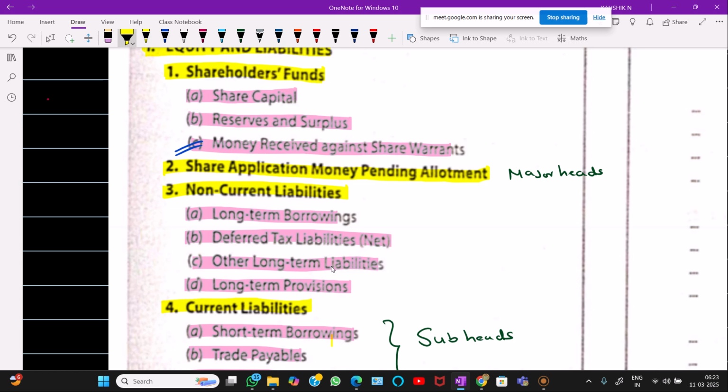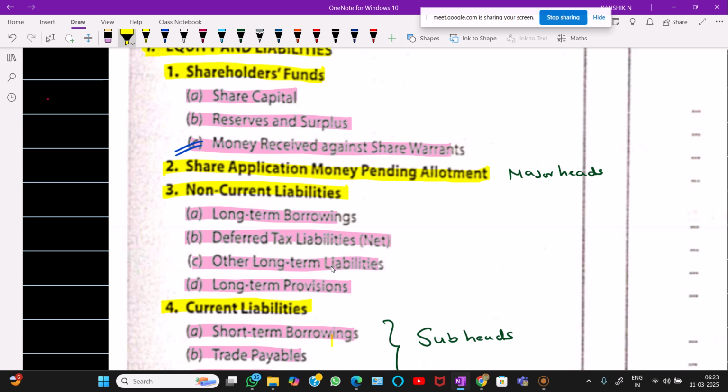So many times I was depicting the shareholder funds. I have asked you to underline, or I made you understand, that whatever is highlighted in pink color is a subheading, whatever is highlighted in yellow color is a major head. So I don't know where your concentration is.